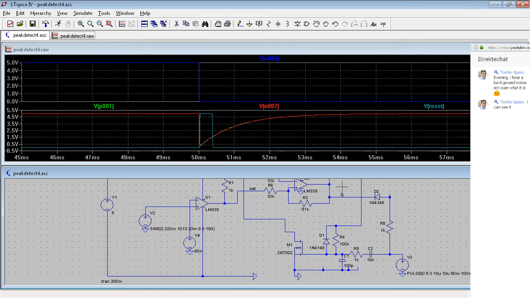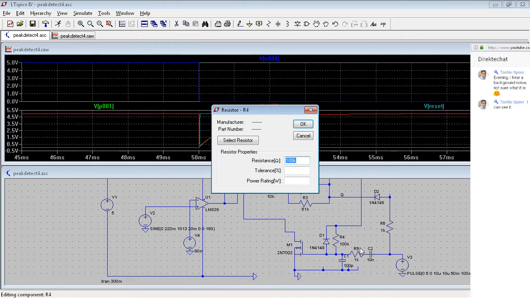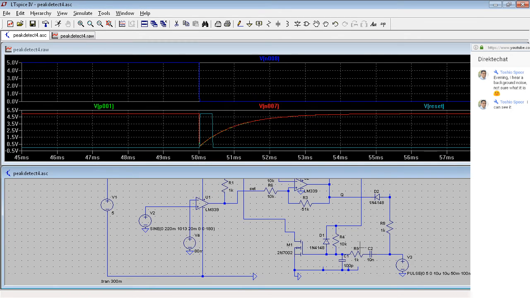And then here we can have a little bit of fun actually. So how do you make this pulse longer? Well, then you have to look at what makes this voltage of that capacitor or the gate rise. Well, that's a resistor there. It's 100K. Let's try 10K. Let's see what happens then.